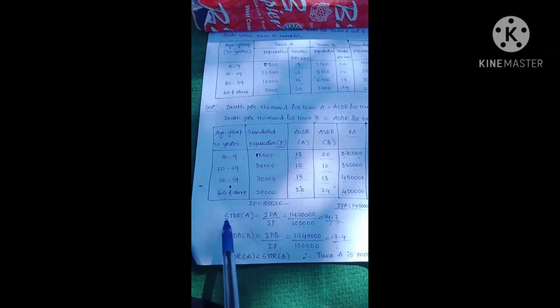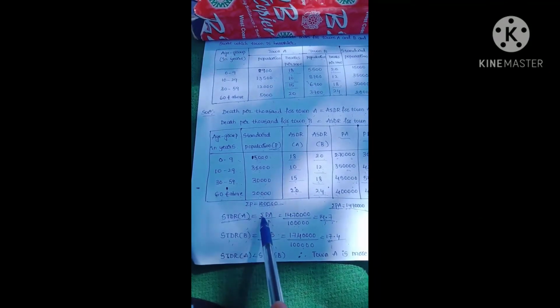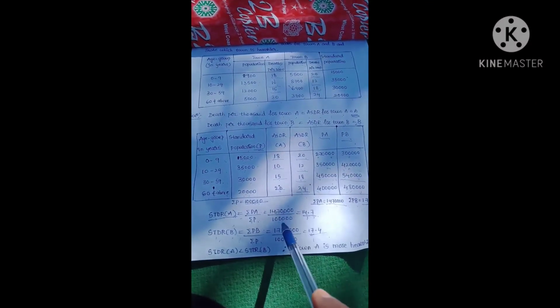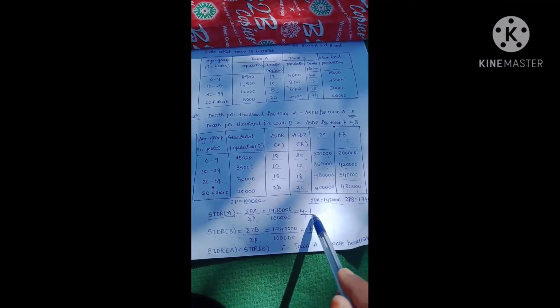Directly we have to calculate STDRA. What is the formula for STDRA? Summation of P into A divided by summation of P. Write this value: 14,70,000 divided by summation of P, which is 1 lakh. Then we get the value of 14.7.